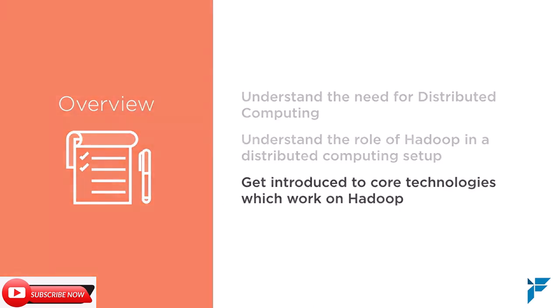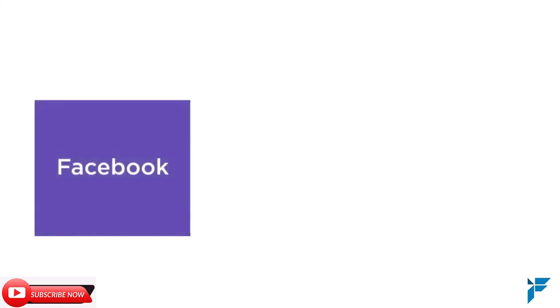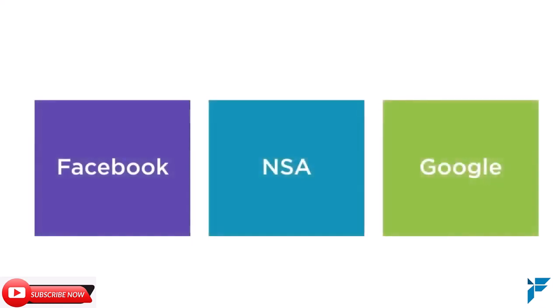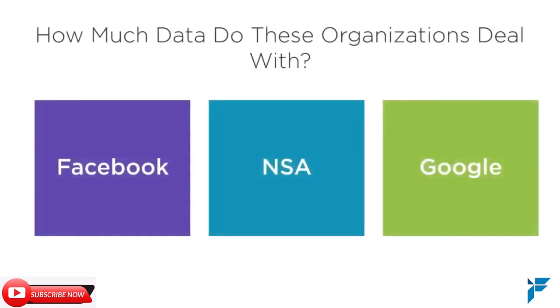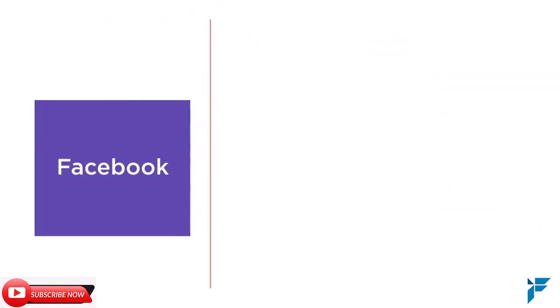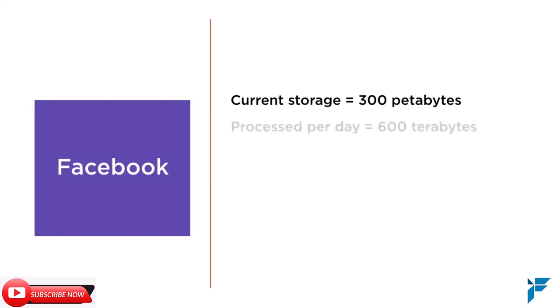It's often helpful to have numbers in order to get an understanding of how big is big data. We look at Facebook, the NSA, and Google and see how much data they deal with. Facebook currently stores 300 petabytes of data. 1 petabyte is 10 raised to the power 15. That's more zeros than you know what to do with. It processes 600 terabytes of data a day. Terabytes is 10 to the power 12.